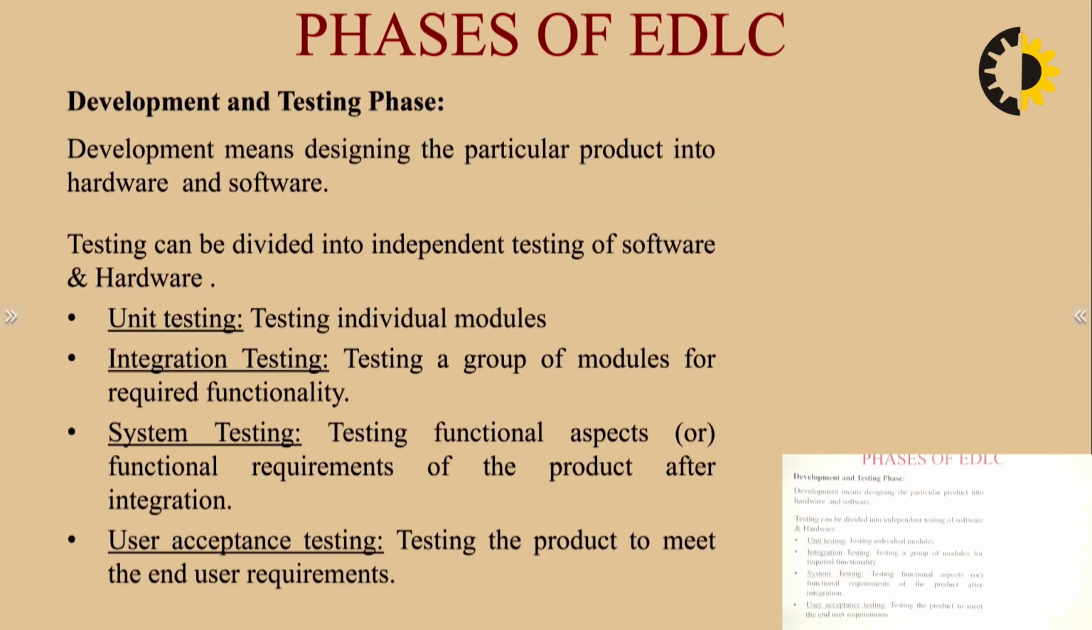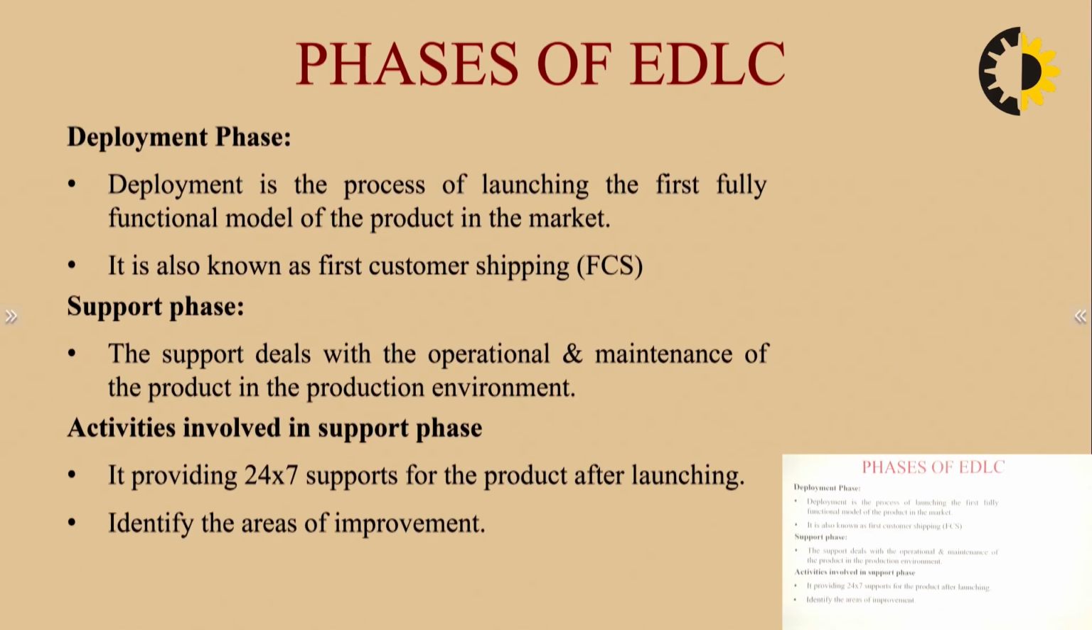After development and testing, we have the next phase, which is called the deployment phase. Deployment means whatever we have designed, whatever we have built, now the time is to implement it, to deploy it. The deployment phase is the process of launching the first fully functional model of the product in the market. You have prepared a first fully functional product. Now it's time to launch your product in the market, which is called the deployment phase. It is also known as first customer shipping, because now you have launched the first prototype, the first fully functional model of your embedded product into the market. So this is called the deployment phase.